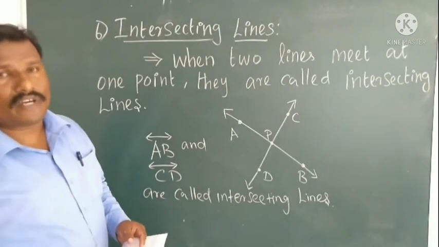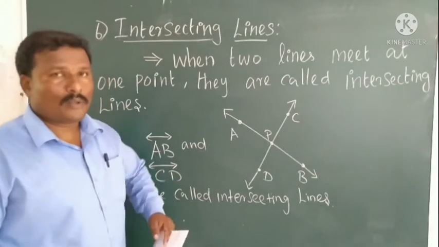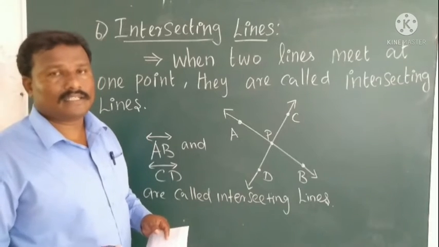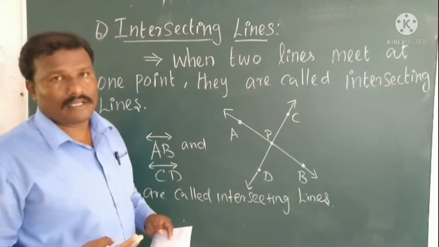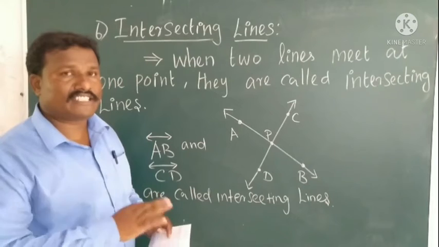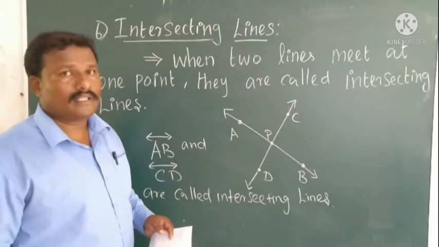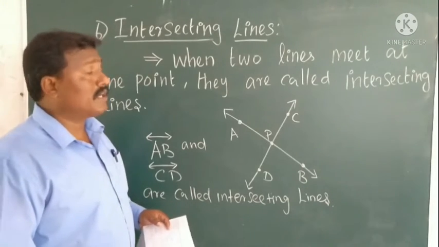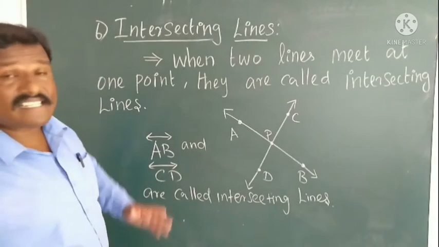In the previous class we taught plane. What's a plane? What's a point? What's a line? What's a line segment? Then what is a ray? I gave some definitions for each and every figure. So today we will discuss intersecting lines.